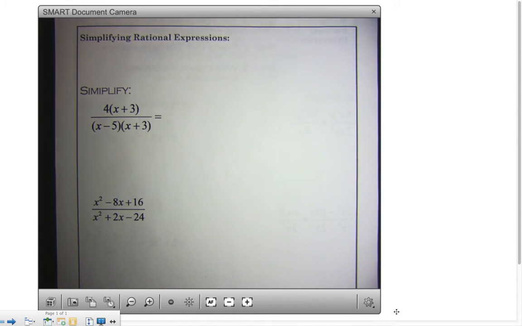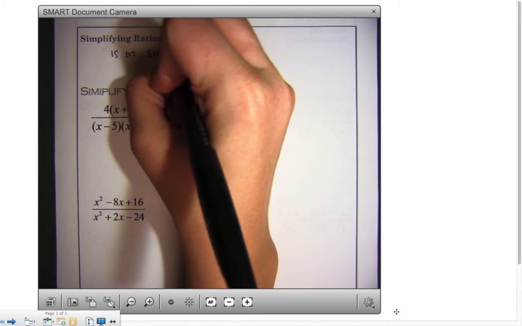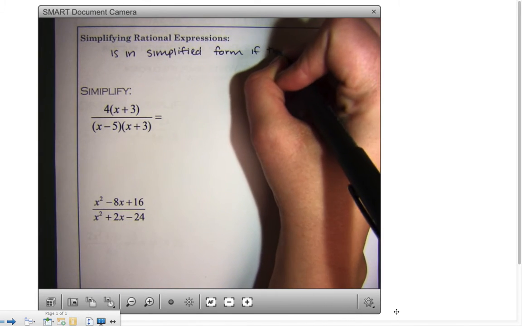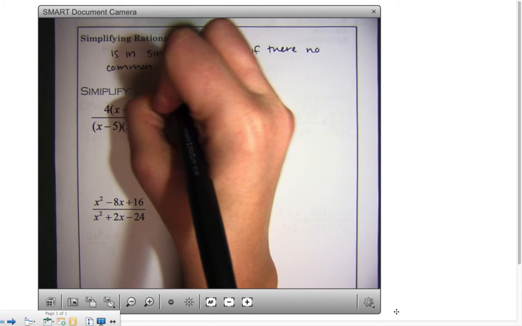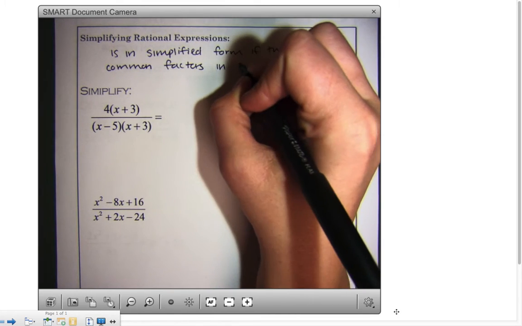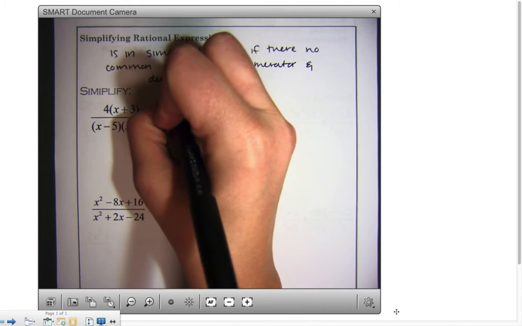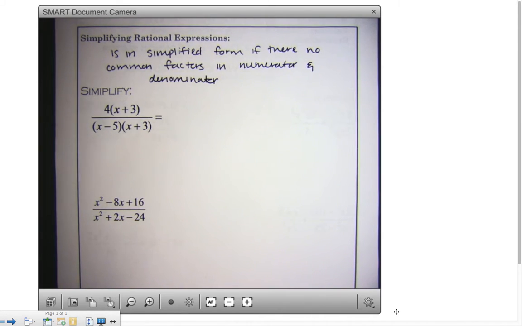All right, so when we simplify rational expressions, you need to think that there needs to be no common factors in the numerator and the denominator. So we say that a rational expression is in simplified form if there are no common factors in the numerator and denominator. Now you're going to have to do the factoring in most cases, but in the first example we're going to do, it's going to be factored for you.